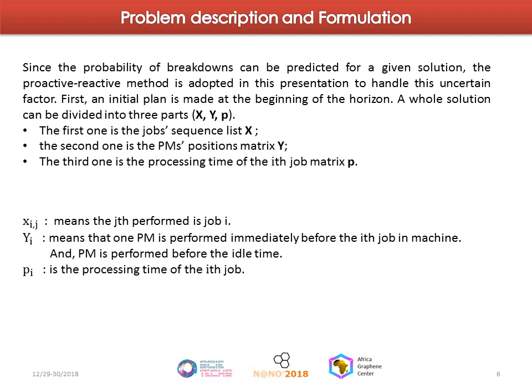Since the probability of breakdown can be predicted for a given solution, a proactive-reactive method is the approach of this presentation to handle this uncertain factor. First, the initial plan is made at the beginning of the horizon. Our solution can be divided into three parts, X, Y, P. The first one is the job sequence list. The second one is the PM position matrix. The third one is the planned start time of each job matrix.